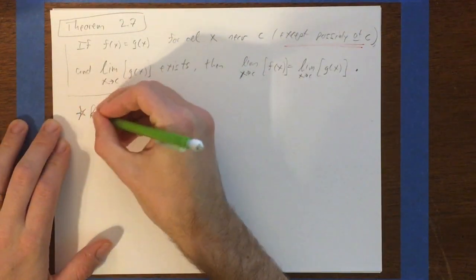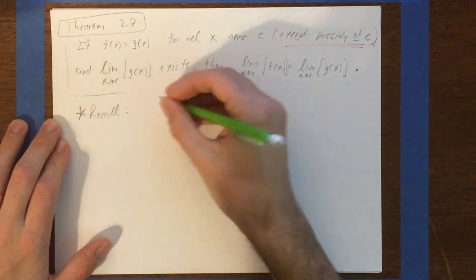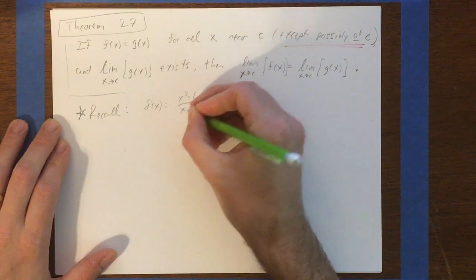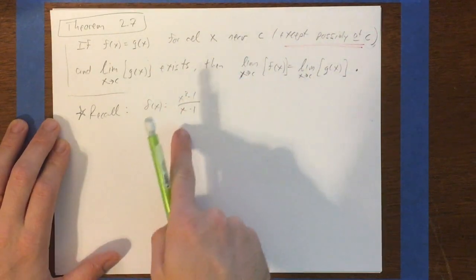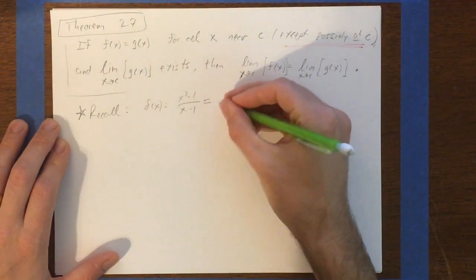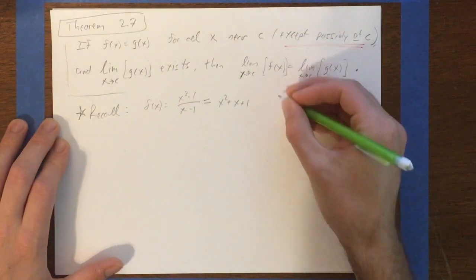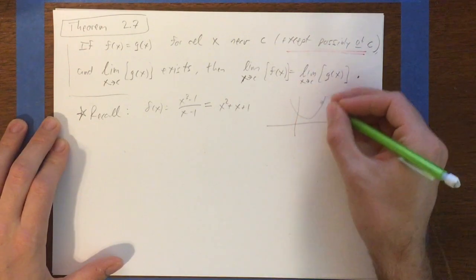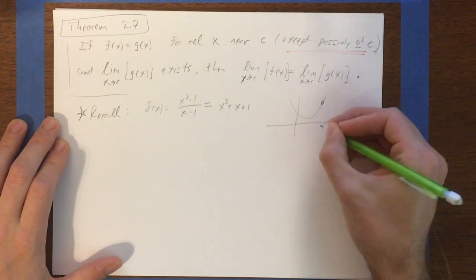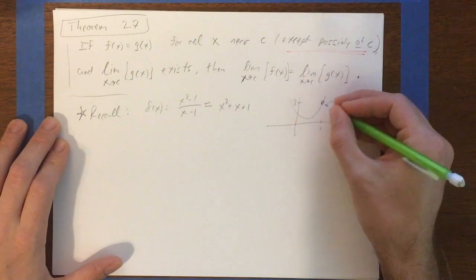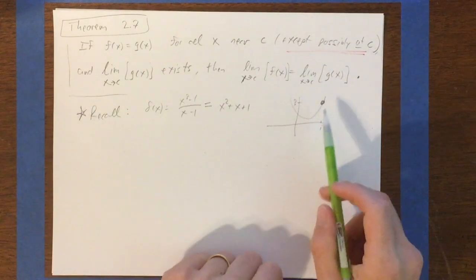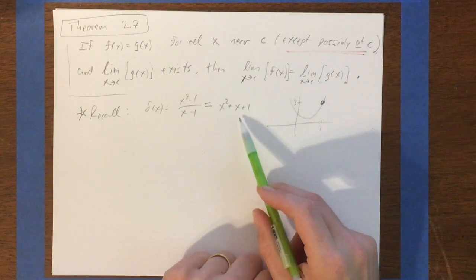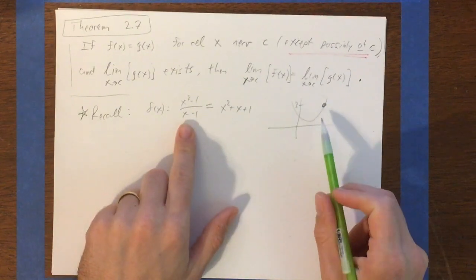Recall, we've seen this at play before, because when we looked at the function x cubed minus 1 over x minus 1, we saw that that was equal to x squared plus x plus 1. We realized that they were equal to each other in every way except that one of them was defined for x equals 1, this one, and the other one is not defined for x equals 1.